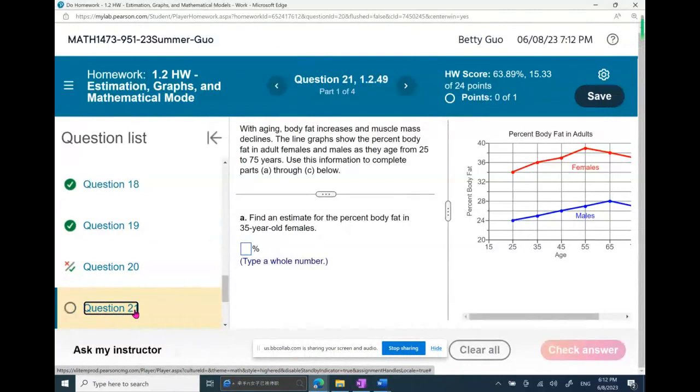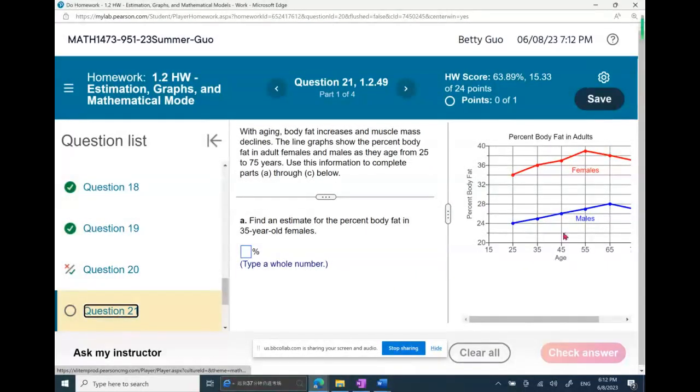Number 21 is a line graph, has two lines. The red is above and the blue below. Let's see, the red is female, blue is male. Horizontal scale is age. Vertical scale is percent body fat. Okay, percent body fat in adults.